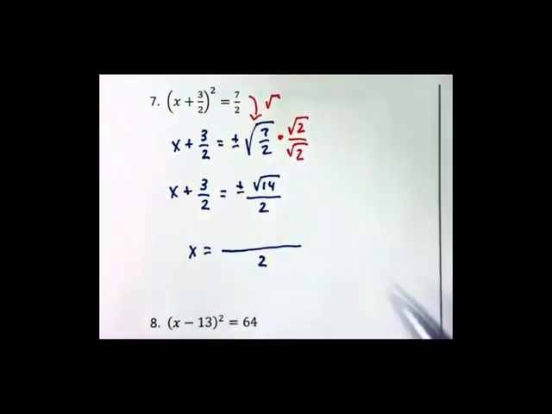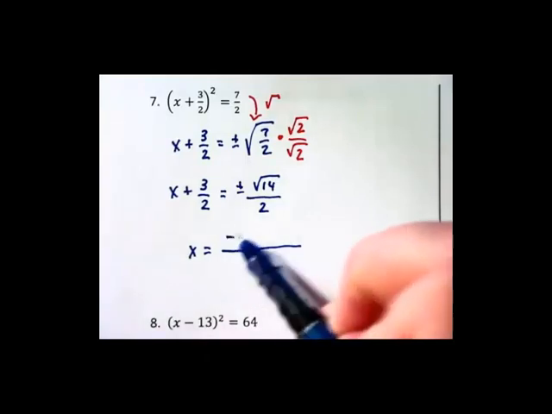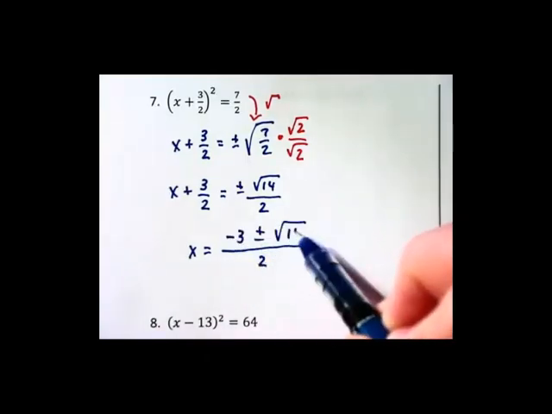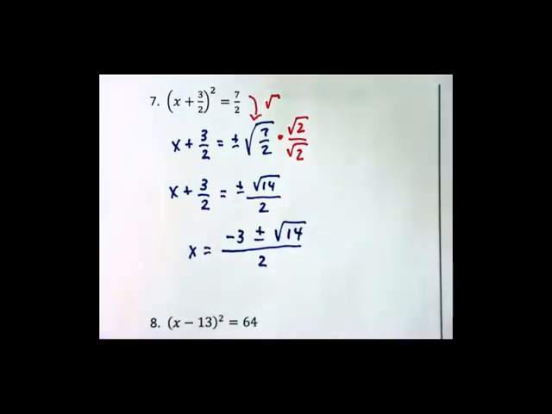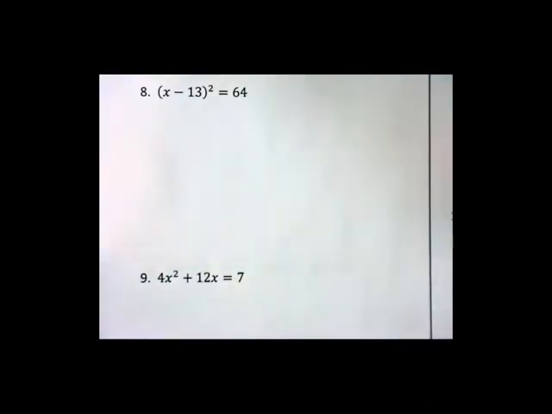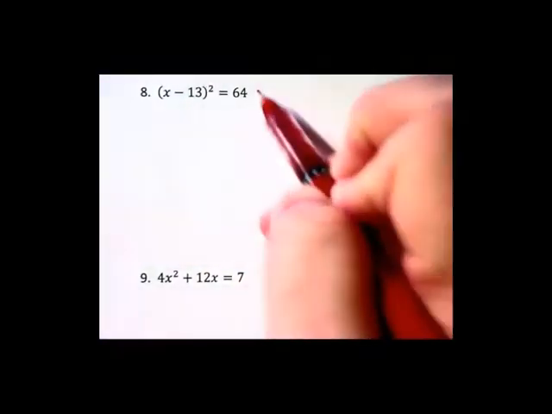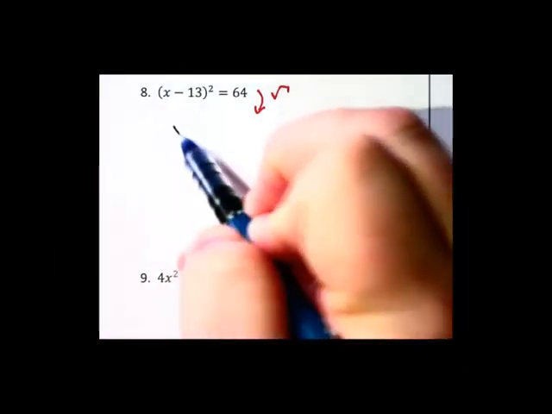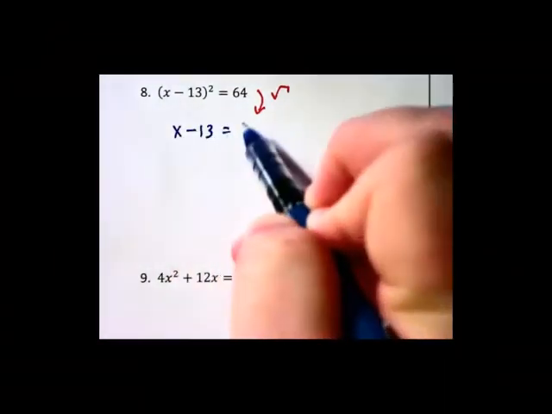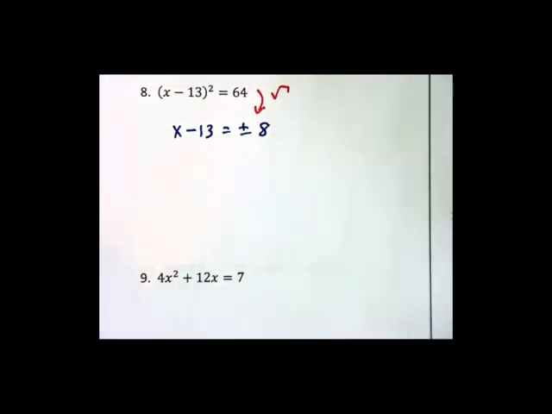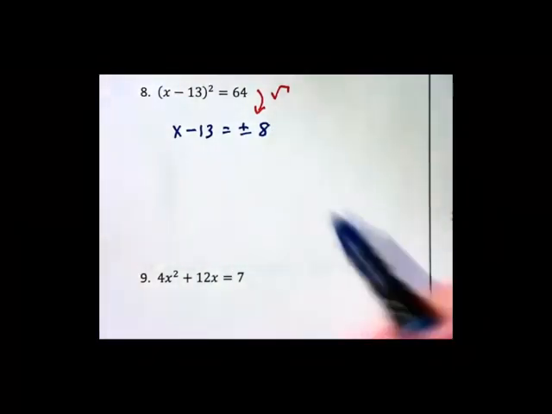And subtracting the 3 halves on each side leads the numerator with a negative 3 plus or minus the square root of 14. Okay, here we go again, number 8. Again, it's crying out, square root me to both sides of the equation, which we're going to do. We're going to have x minus 13 equals plus or minus 8. And no need for the square root anymore. We kind of used it up, so to speak.